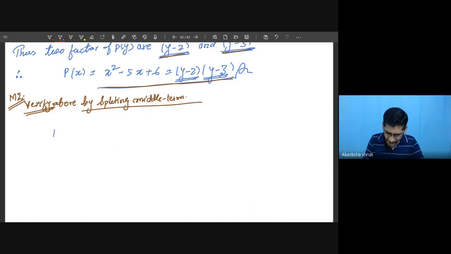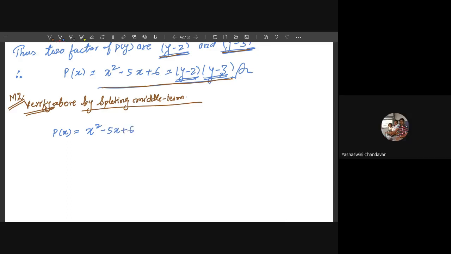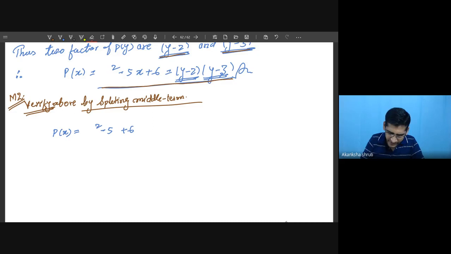what is our polynomial? The polynomial p(x) is x square minus 5x plus 6. No, it is y, student. So do the minor correction: y square minus 5y plus 6. The variable is written in terms of y, so write y. Okay, that is good. So student, it is y square minus 5y plus 6.